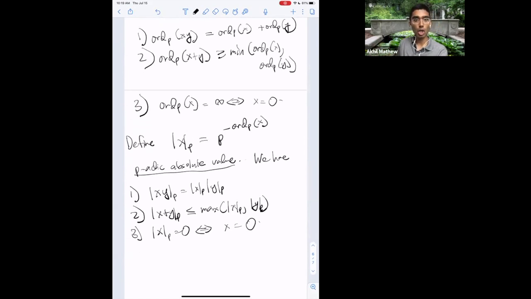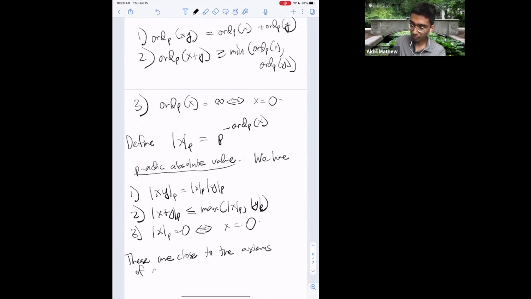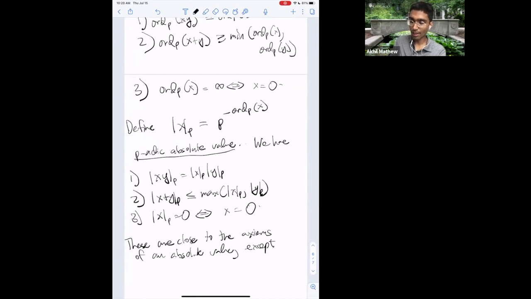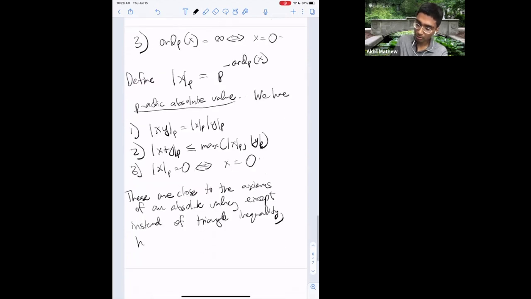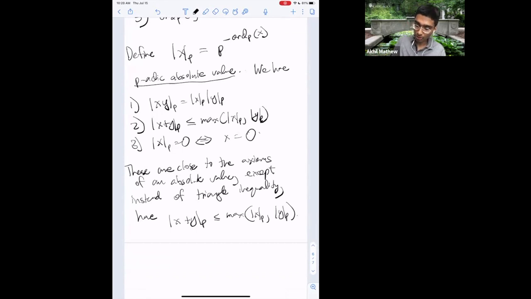Now we observe that these are almost exactly the properties needed to ensure that you have an absolute value. These are close to the axioms of an absolute value, except that instead of the triangle inequality, we have something that's actually a lot stronger: the absolute value of x plus y is less than or equal to the maximum, instead of the sum, of the absolute value of x and the absolute value of y. So the p-adic absolute value is an absolute value function, but it satisfies this even stronger property, which is called the non-Archimedean property.